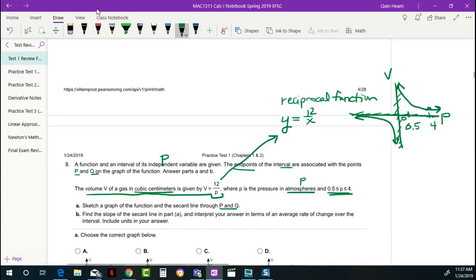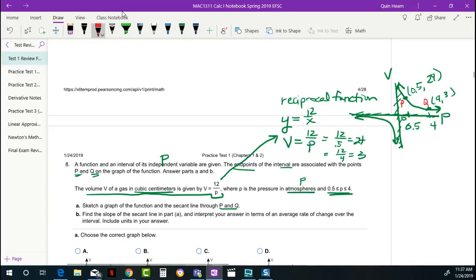So let's see what the corresponding v value would be by plugging into our function. So if we have v equals 12 over p, and if I plug in 0.5, 12 divided by 0.5 is the same as 12 times 2, which is 24. So this graph goes through 0.5, 24. And then if we plug in 4, we have 12 over 4, which is equal to 3. So this would be 4, 3. Okay, and then those are your points P and Q that they referred to in the function. So I'm going to just label them in red, point P, point Q.